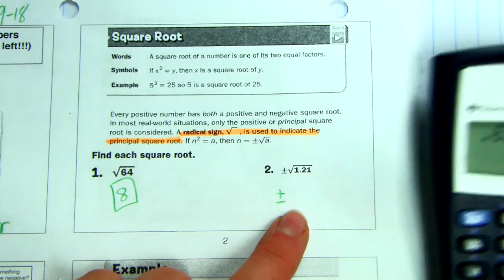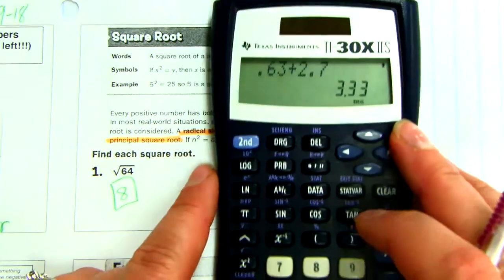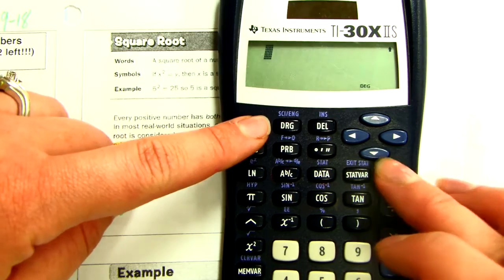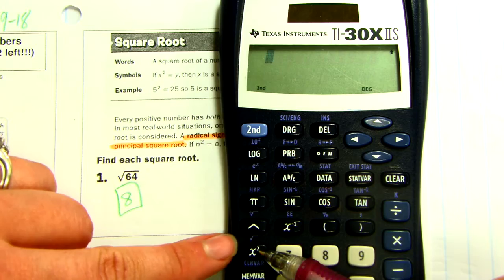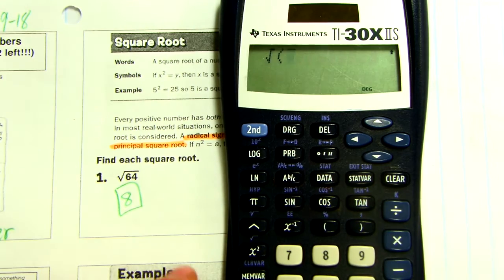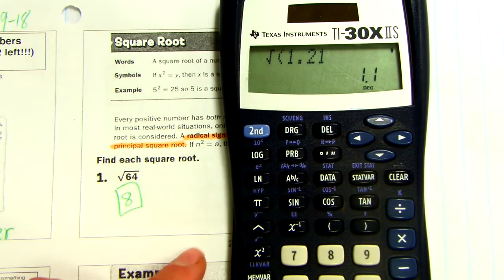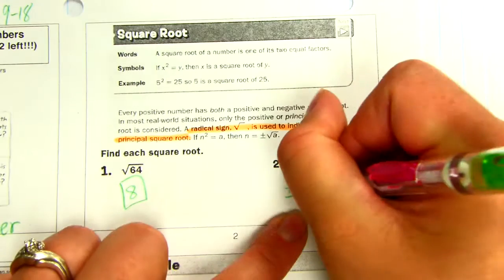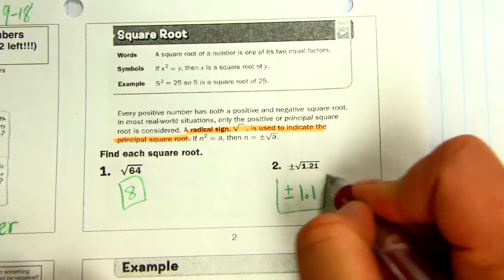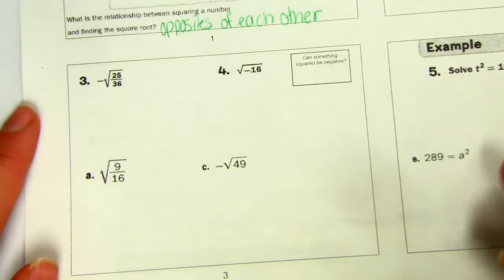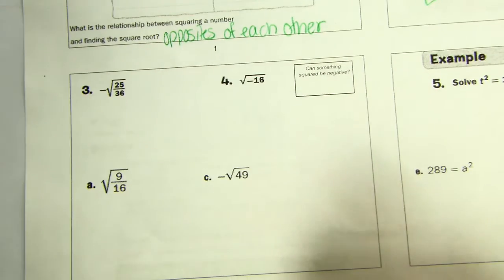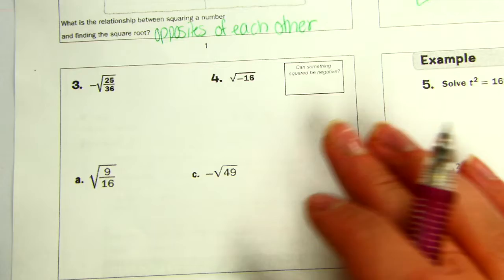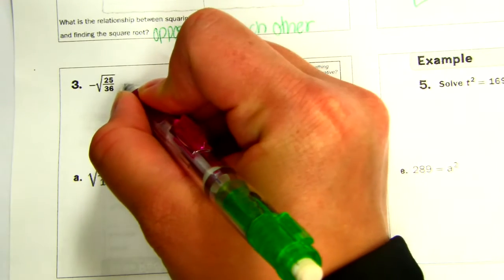So my guess is that the answer is 1.1. But if you don't know, in your calculator you can push the second button, and then the x squared button. So you get that square root symbol, and then you can type it in, and it is 1.1. So in this case, the answer is plus or minus 1.1. In number 3, we have a fraction. So if we could simplify this first, we could, but no common factors between 25 and 36. So what we're going to do is take the square root of the top and the square root of the bottom, but keep that negative sign out front.